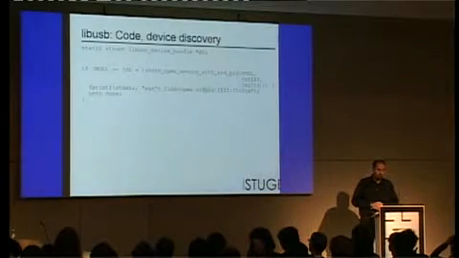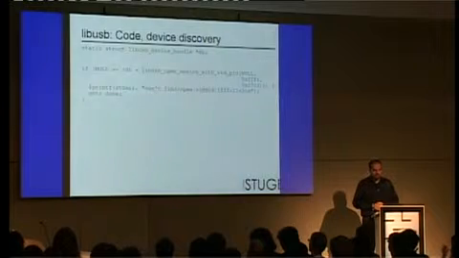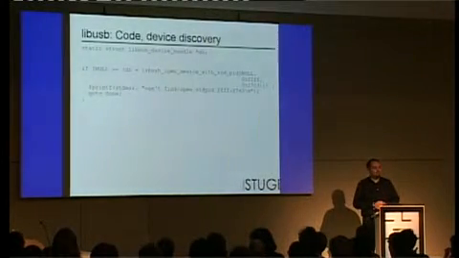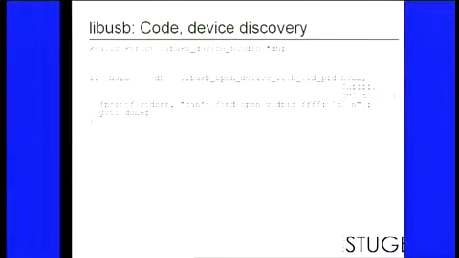Some code, libusb. This is how you find a particular device using libusb, the 1.0 API. It's not too bad. You need a device handle, and you call, for example, open device with VID/PID, and you give it the magic vendor ID, product ID, and maybe you get an error, or maybe it works.